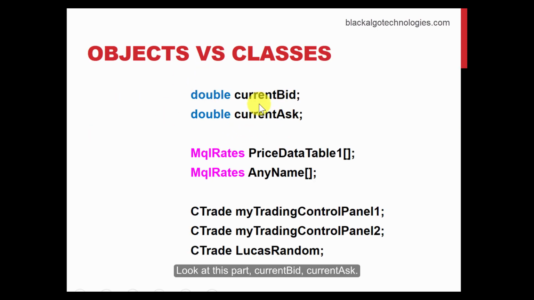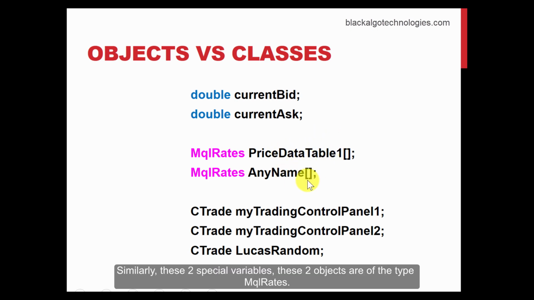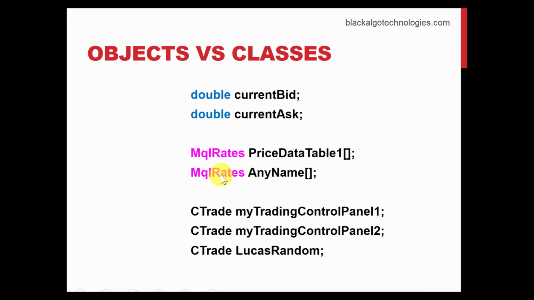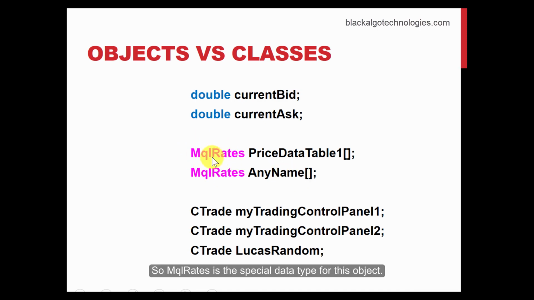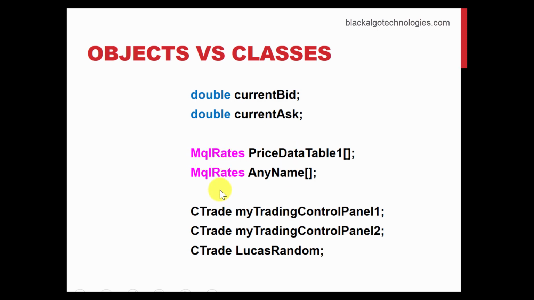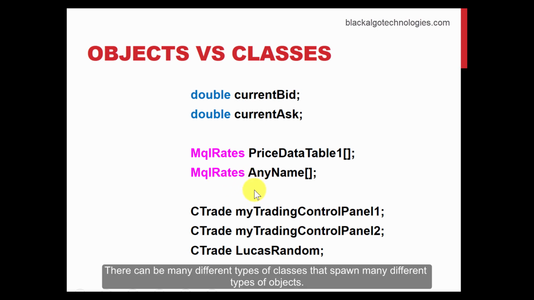Look at this part: current bid, current ask. These two variables are of the type double. Similarly, these two special variables, so these two objects, are of the type MqlRates. So MqlRates is the special data type for this object, and so MqlRates is a class. There can be many different types of classes that spawn many different types of objects.